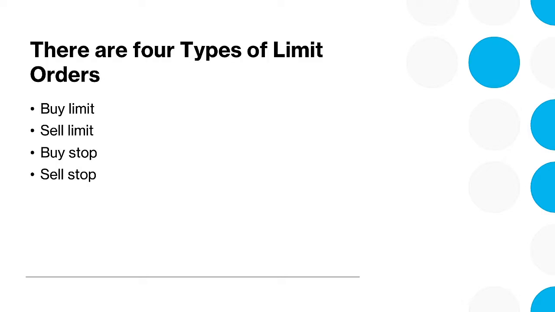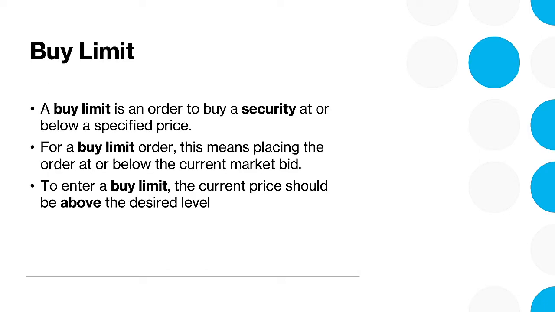There are four types of limit orders. The first one is a buy limit, the second one is a sell limit, the third one is a buy stop, and the fourth one is a sell stop. So what is a buy limit? A buy limit is an order to buy a security at or below a specified price. For a buy limit order, this means placing the order at or below the current market bid. To enter a buy limit, the current price should be above the desired level.